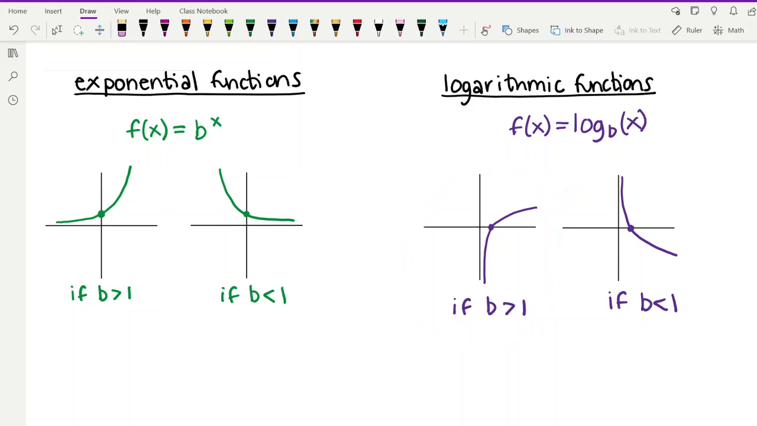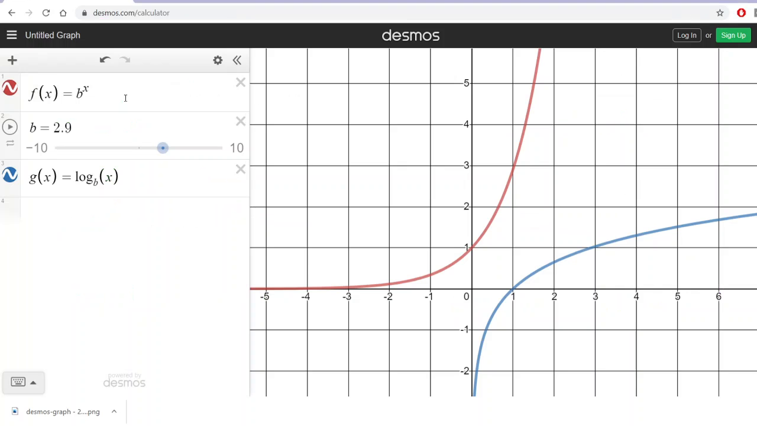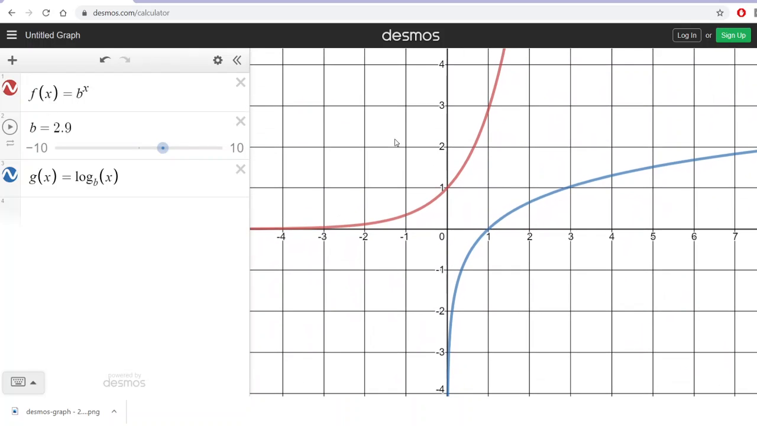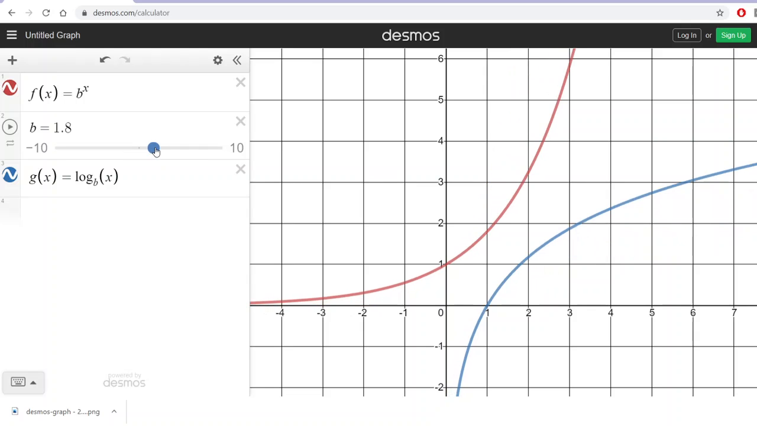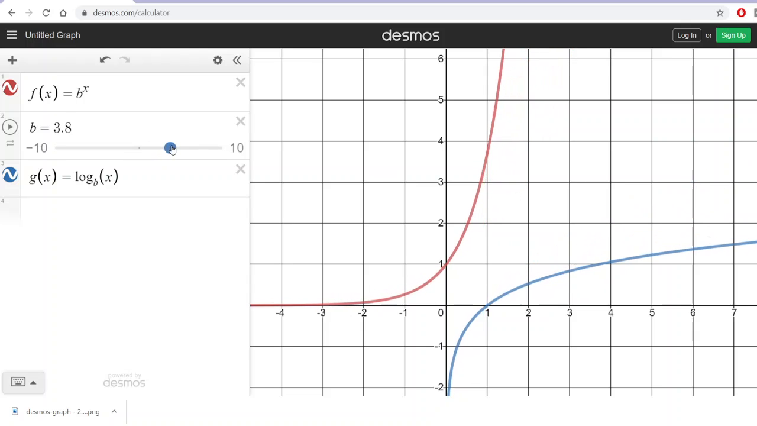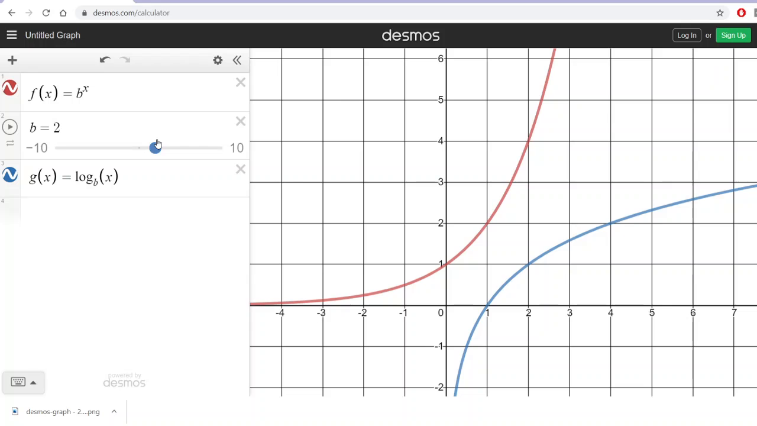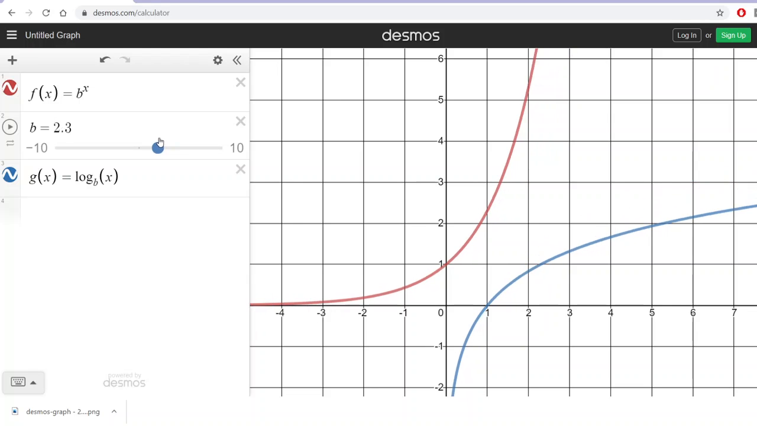I do want to quickly show you just a picture of the different ways that logarithmic and exponential functions can look. So what I have here, in red, is the function f of x is equal to b to the x, and then in blue is g of x is equal to log base b of x. And then I have b set to vary. I did something like this with exponential functions, where we looked at how the shape of the exponential function changes as the base changes. And just like the exponential function's shape changes as the base changes, so does the logarithmic function.